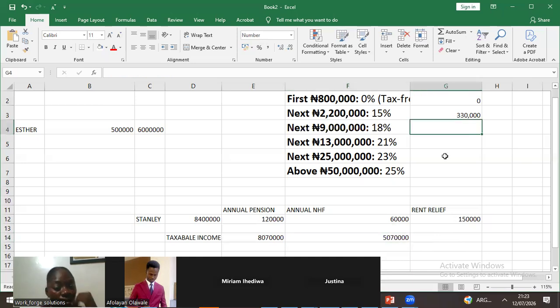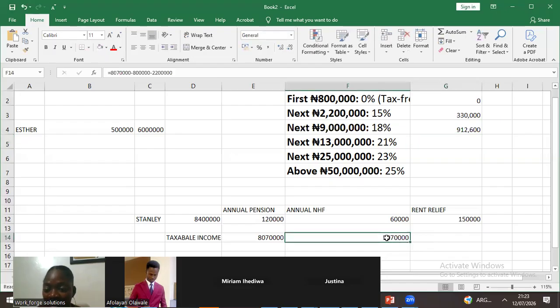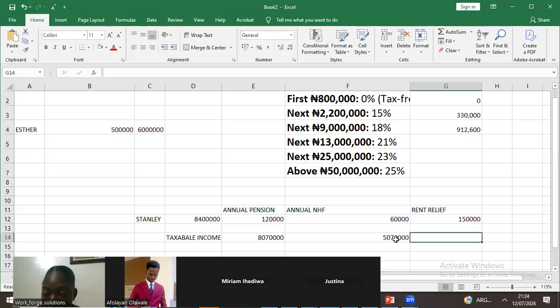912,600. Thank you. So our total tax. Do we still have anything left? No. Do we have any amount left? This was the last one we used, right? Yes. So we did the last one for 5,070,000, meaning we've calculated everything and exhausted it already.